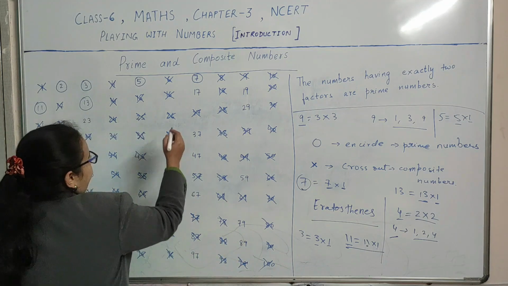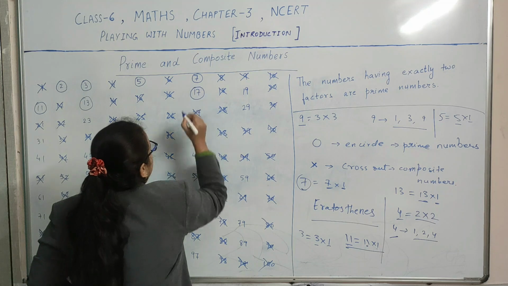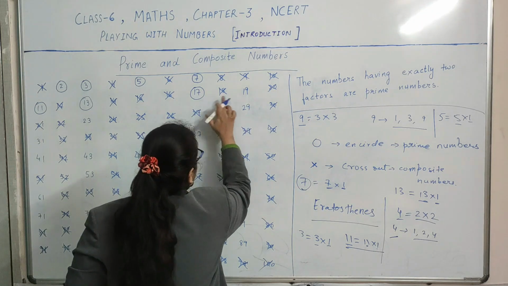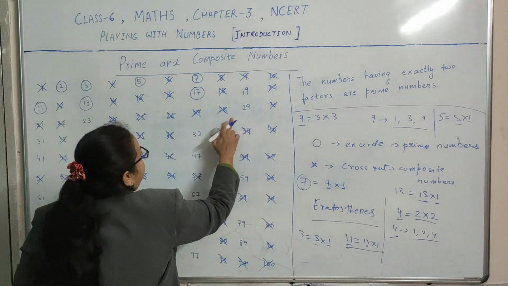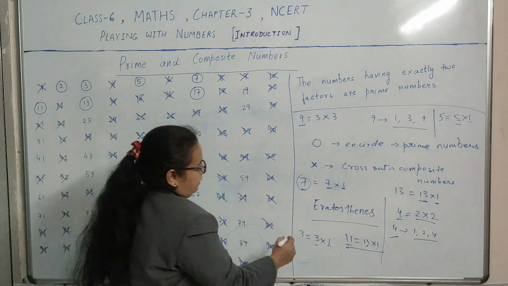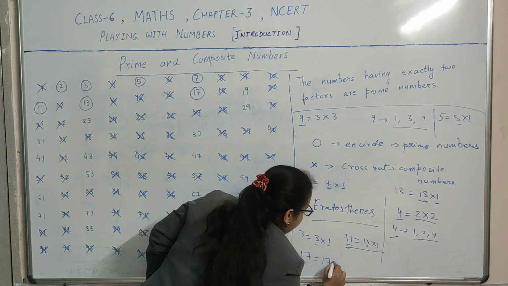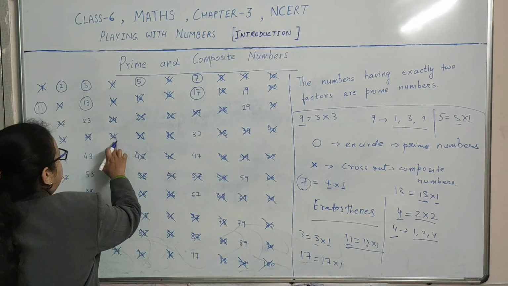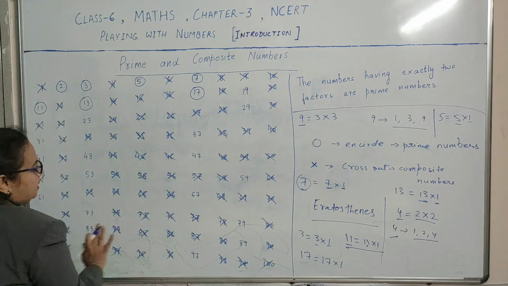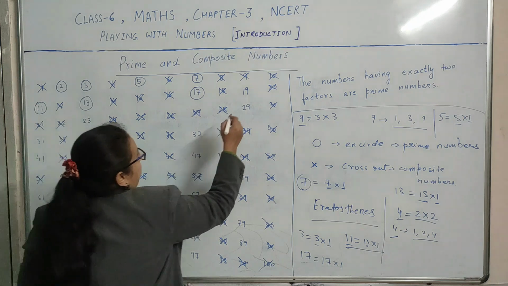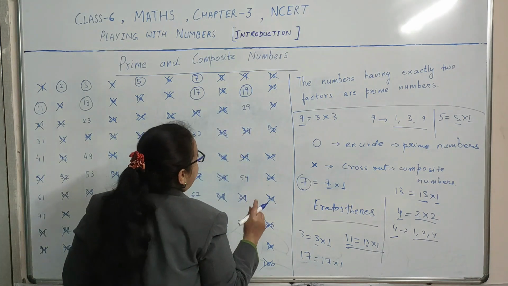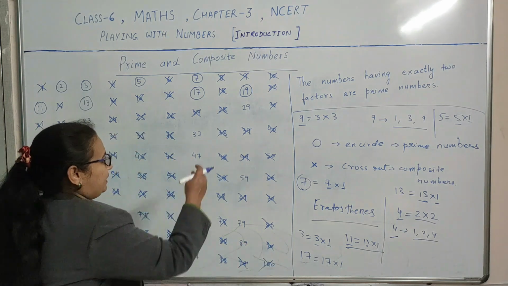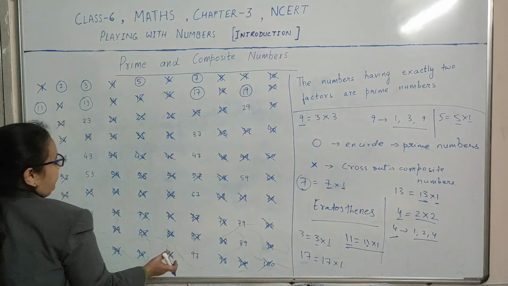Now comes 17. 17 is a prime number. If you try to find the multiples of 17 here, there is no number. 17 is a prime number because it can be represented as 17 multiplied by 1. Okay, what are the multiples of 17? Try to find out. See, all the multiples of 17 are crossed out already. Now comes 19. 19 is also a prime number because it can only be represented as the product of two numbers, 19 multiplied by 1. All the multiples of 19 are already crossed out.